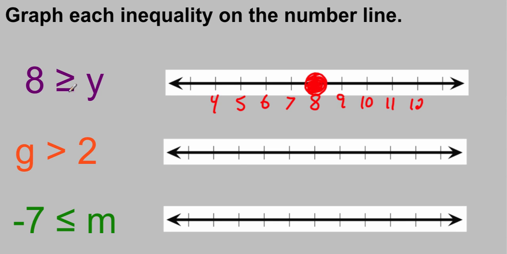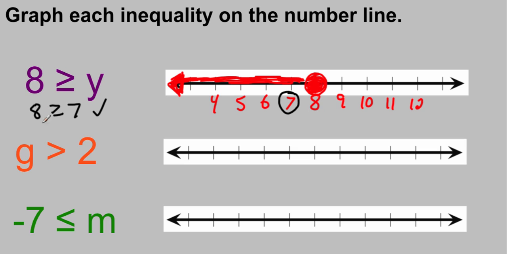8 is greater than or equal to y. So if 8 is greater than y, that means y is less than 8 if we read it backwards. So I want numbers that are less than 8. So I'm going to shade in numbers that are to the left, that are smaller than 8. And then we check. So let's take 7. Is 8 greater than or equal to 7? Well, of course 8 is greater than 7, so we are good.